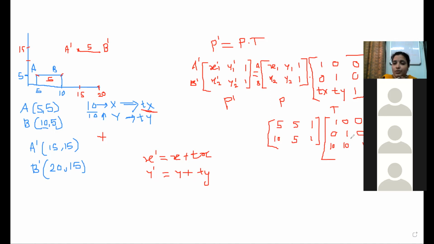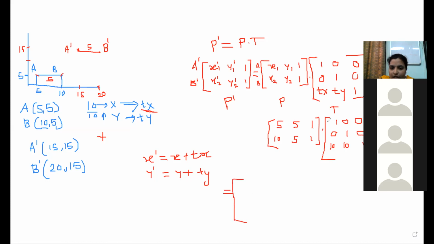सो यू हॅव टू थिंक ओव्हर while writing this tx and ty values, whether they are shifted towards positive direction or whether they are shifted towards negative direction. Okay, so that you have to consider. Okay, so that is about this p and p into t. So now after multiplication, what is the result you are going to get?